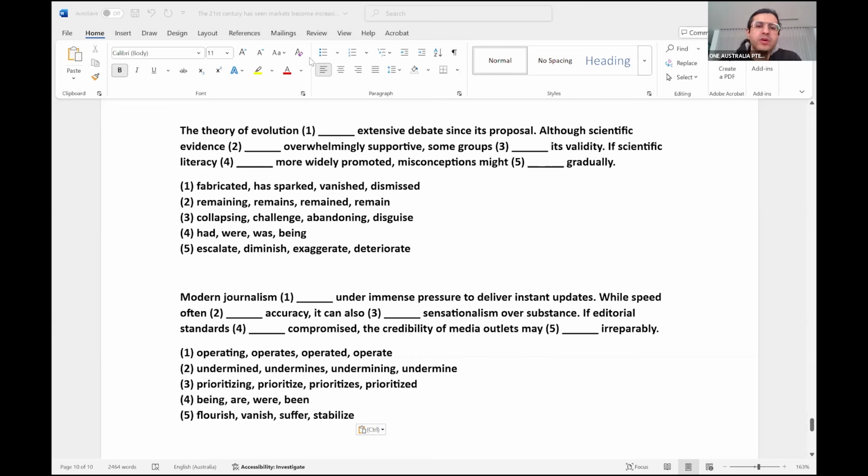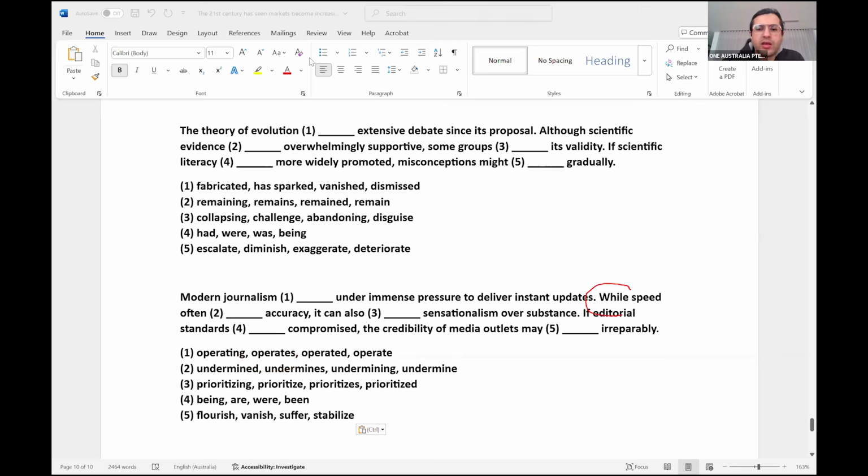Modern journalism dash under immense pressure. Operates. Correct. Why operates? Because journalism is uncountable singular. So the verb will end with S or ES. So the correct answer is operates.